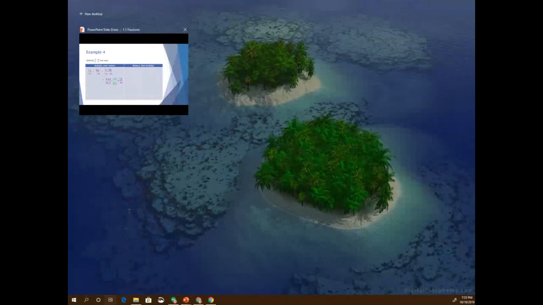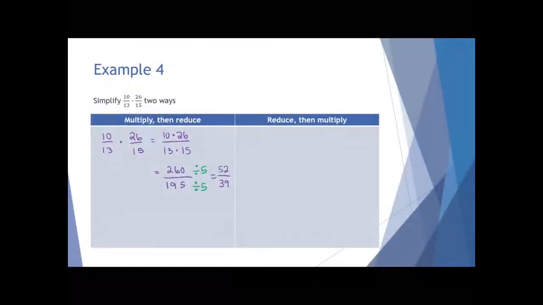Oops, what did I just... My computer is all over the place today. So I'm going to just move this over here, because 52 over 39 actually still reduces.